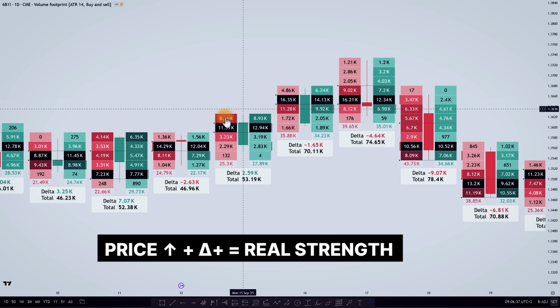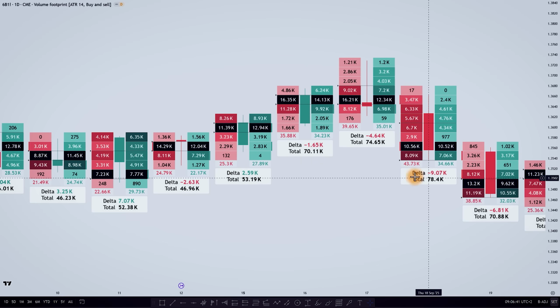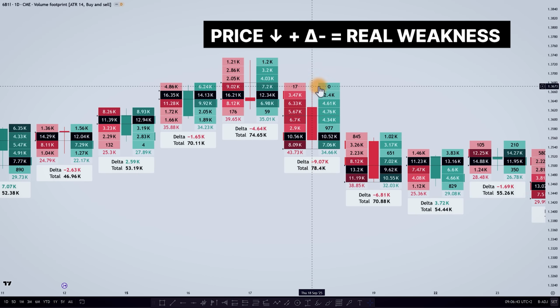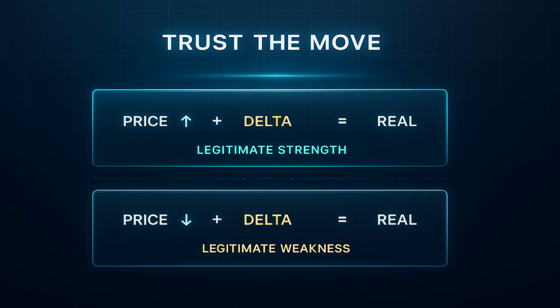Buyers are pushing and they're winning the war. The move is real. Price going down plus negative delta equals legitimate weakness. Sellers are pushing and winning. That move is real too. This is when you can trust what you're seeing. Delta and price are telling the same story.